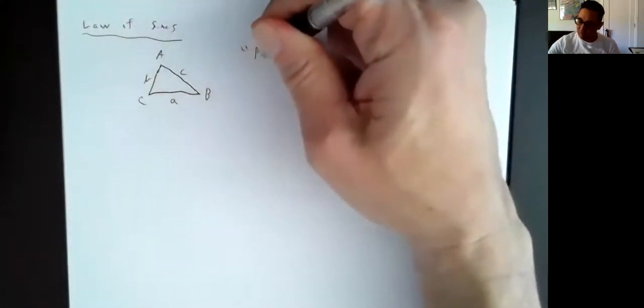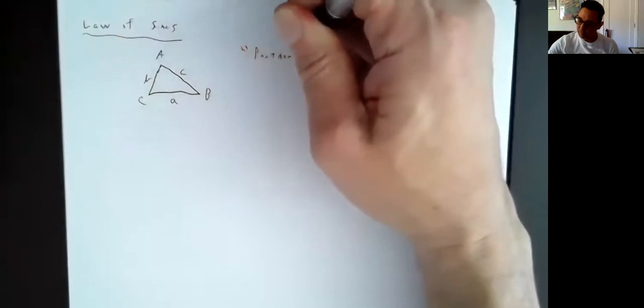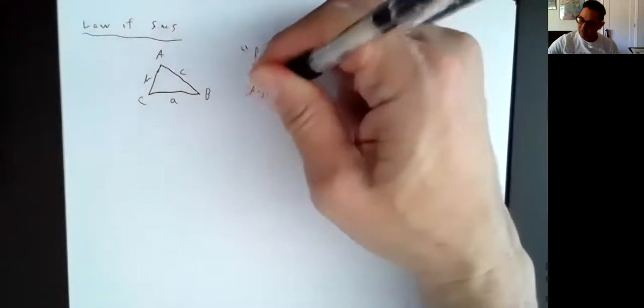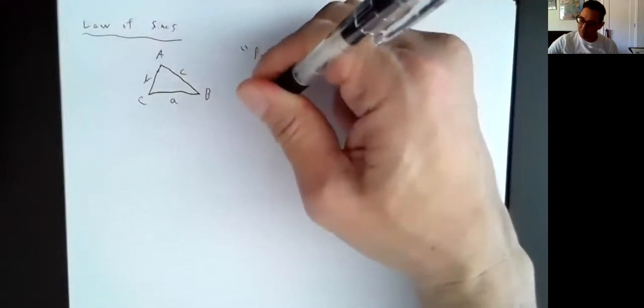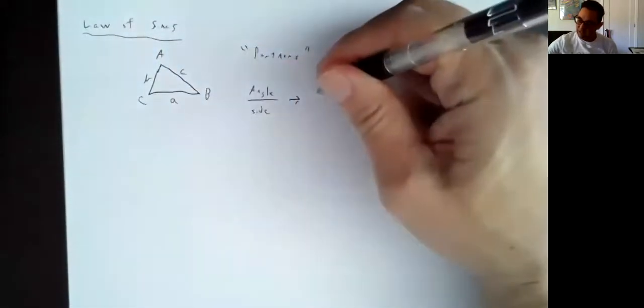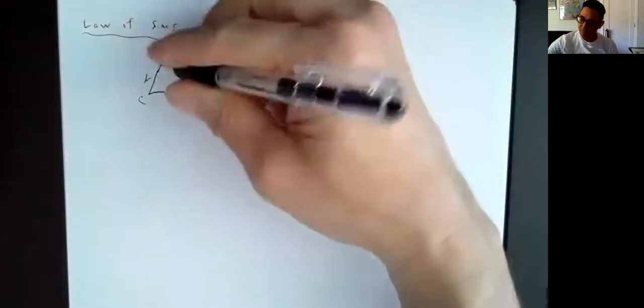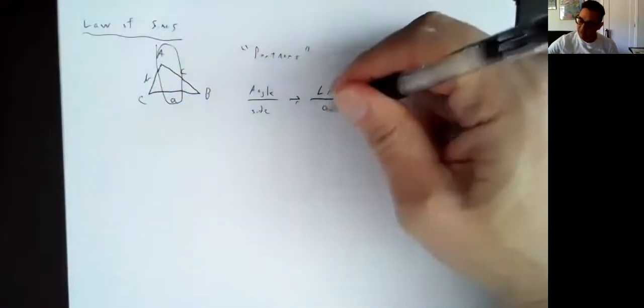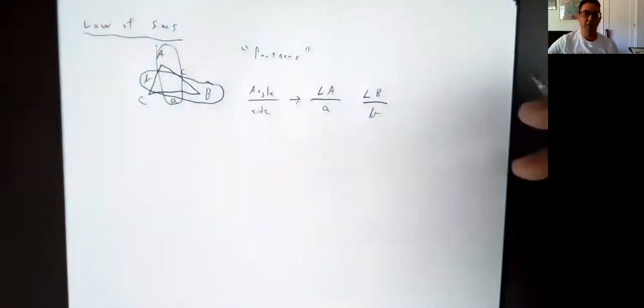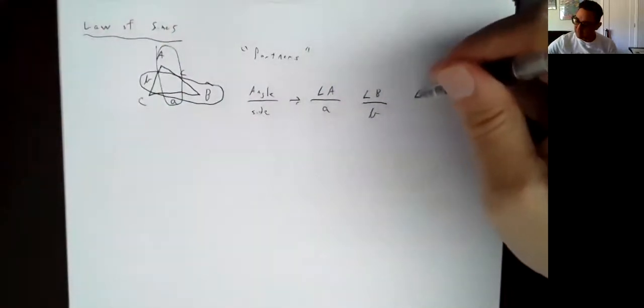Now, before we get to how the law of sines works, you have to know something that I call the partners of the triangle. The partners pair off the angle with its corresponding side. So angle A is partnered with side A. By the same token, angle B is partnered with side B. Partners are always across from each other, and angle C is partnered with side C.